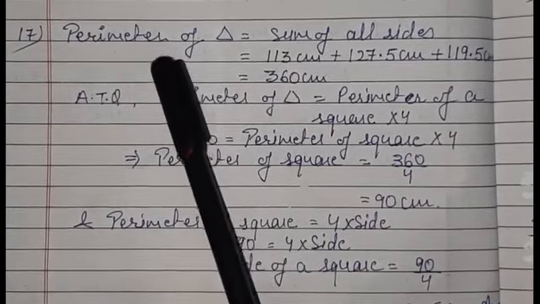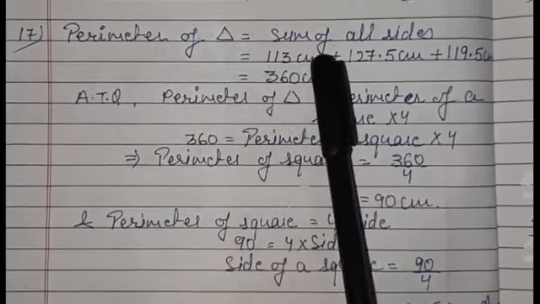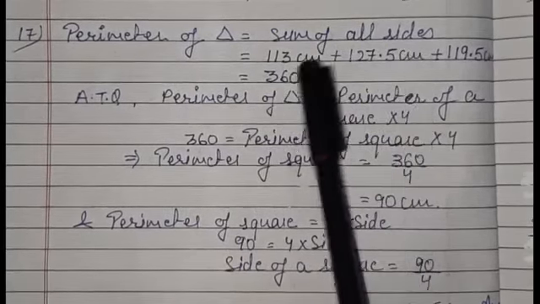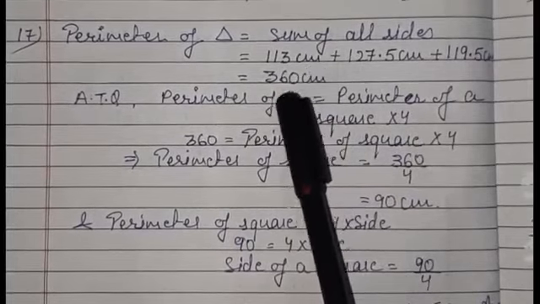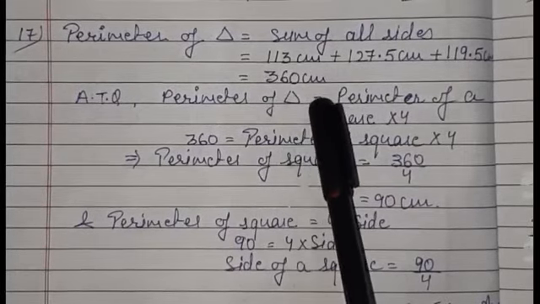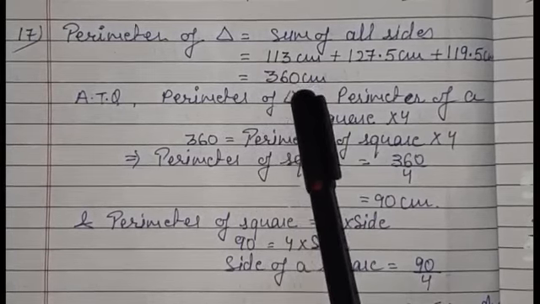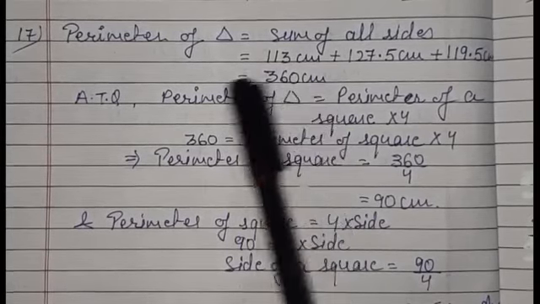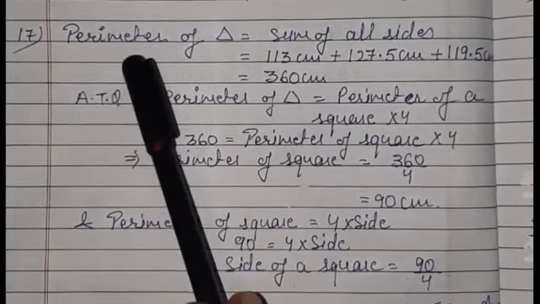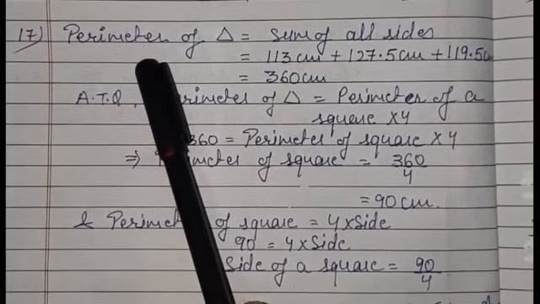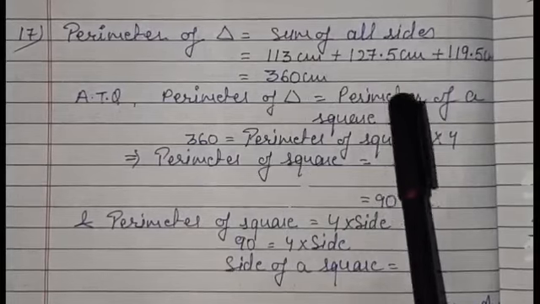So first calculate the perimeter of the triangle using the formula, sum of all sides. When we add all these 3 sides, it will come 360 centimeter. Then perimeter of triangle is equal to 360 centimeter. Now according to the question, they are saying the perimeter of the triangle is 4 times that of the perimeter of the square.